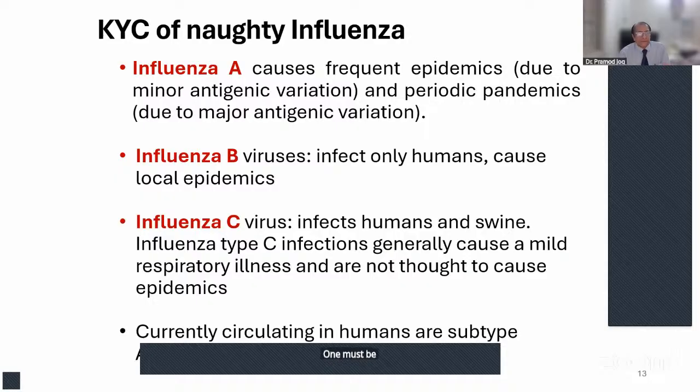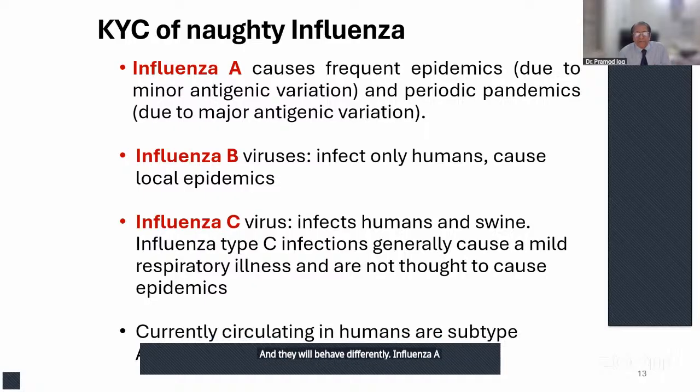One must be aware of the KYC, just as in the banks we have KYC, know your customer. This influenza KYC is also very important. It's a naughty virus. Why naughty? Because it's an RNA virus. All RNA viruses are very naughty. COVID, influenza, RSV, all those will change their structures and behave differently.